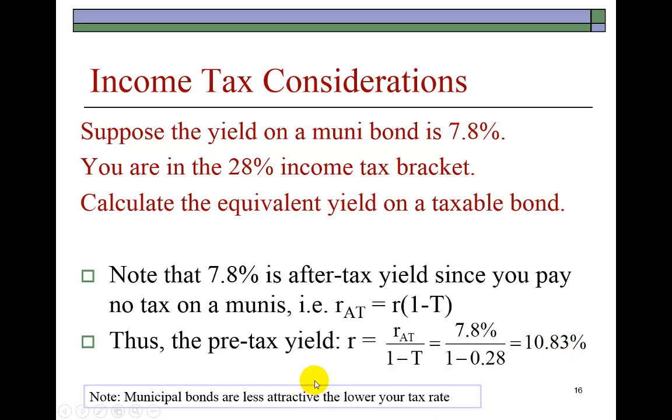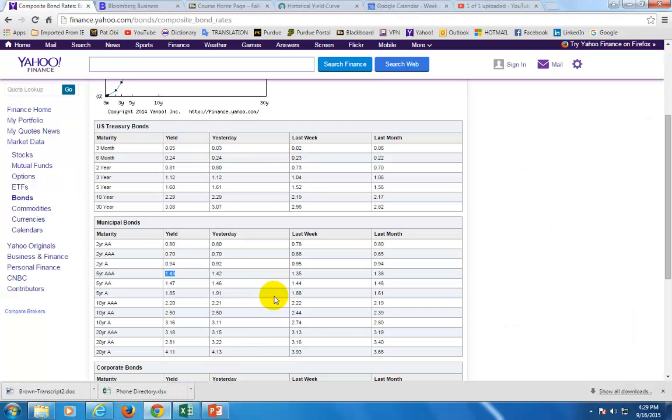Therefore, if I may go back here to the financial pages, a 5-year municipal bond is yielding 1.43% and a 5-year treasury bond is yielding 1.6%. This 1.6% is a before-tax yield, but this 1.43% is an after-tax yield. So let's take this 1.43% and place it on the same pedestal as this 5-year treasury bond. To do so, if you're in the 28% tax bracket, you'd have to divide this 1.43 by 1 minus 0.28, which should come out to about 1.99%, something like that.